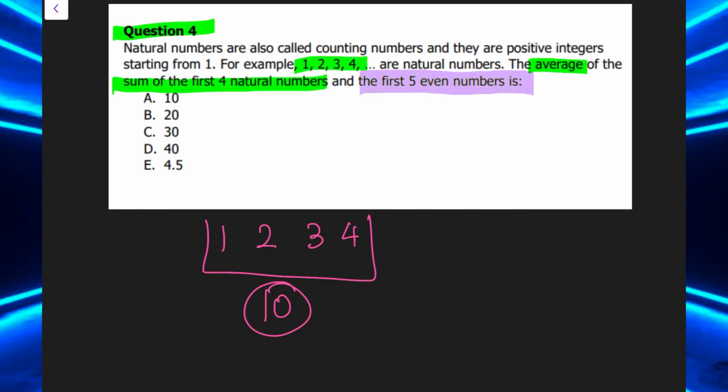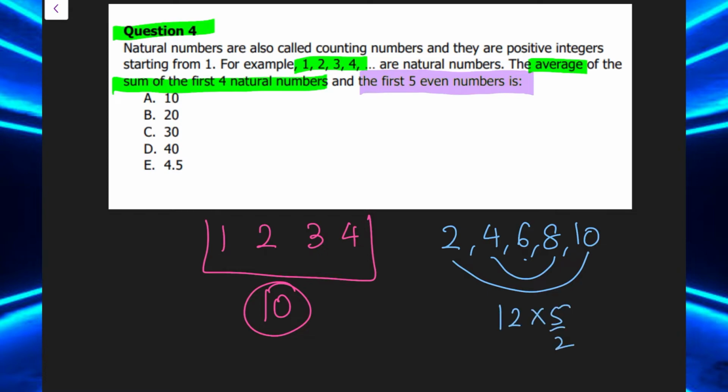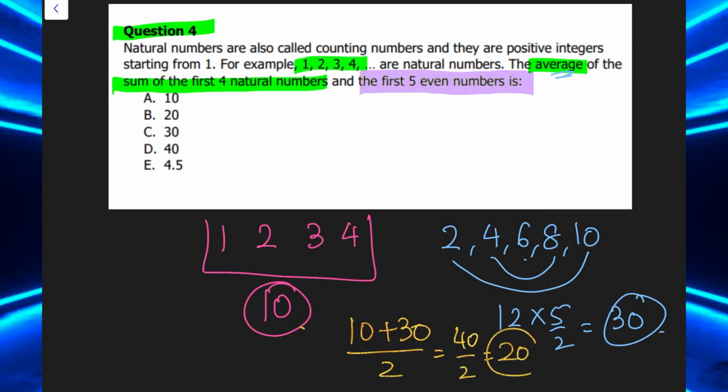And the first 5 even numbers, let me change the color. First 5 even numbers are 2, 4, 6, 8, and 10. And we can add them together. I can use the method of, so this is 12 times 5 over 2, which is 30. All right, so this is the sum of even numbers, and now we have to find the average. To calculate the average, we can have 10 and then 30 and divided by 2. So this is 40 divided by 2, which is 20. Our answer is B.